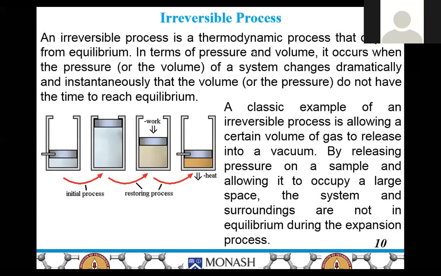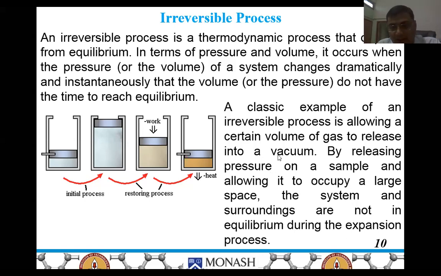Now, irreversible process. An irreversible process is a thermodynamic process that departs from equilibrium in terms of pressure and volume. It occurs when the pressure of the system changes dramatically and instantaneously, so that the volume does not have time to reach equilibrium. So it's a sudden process.